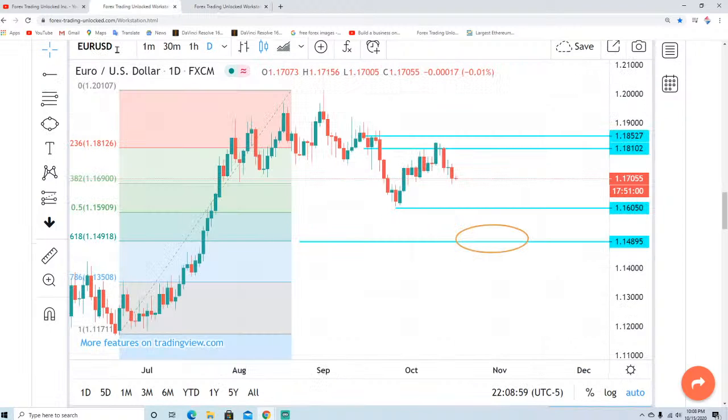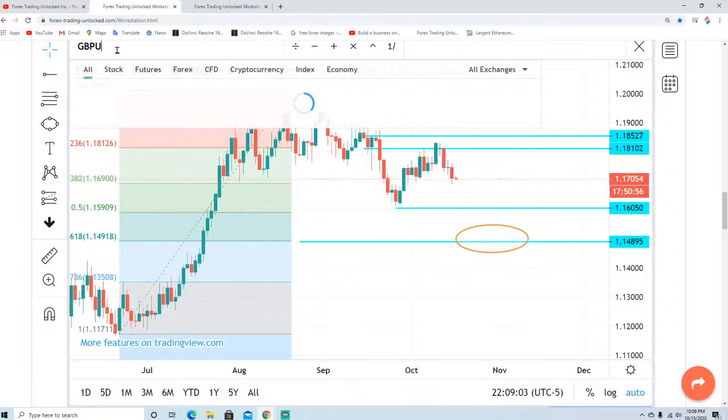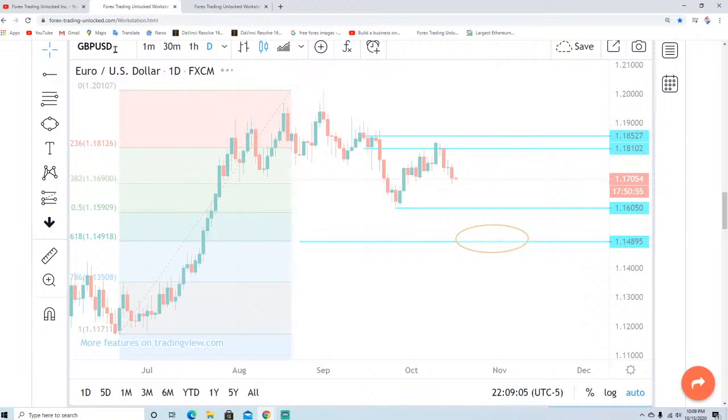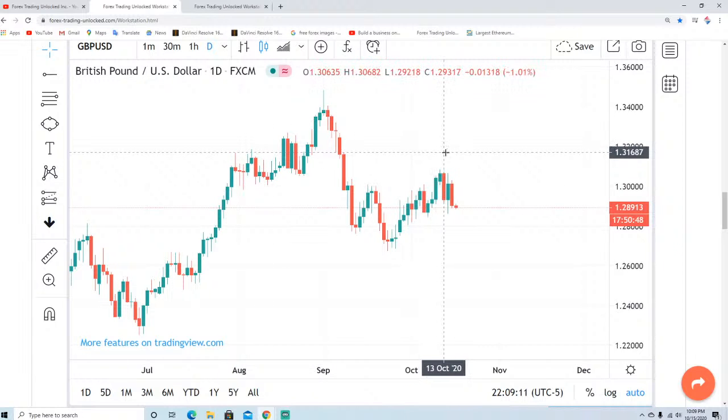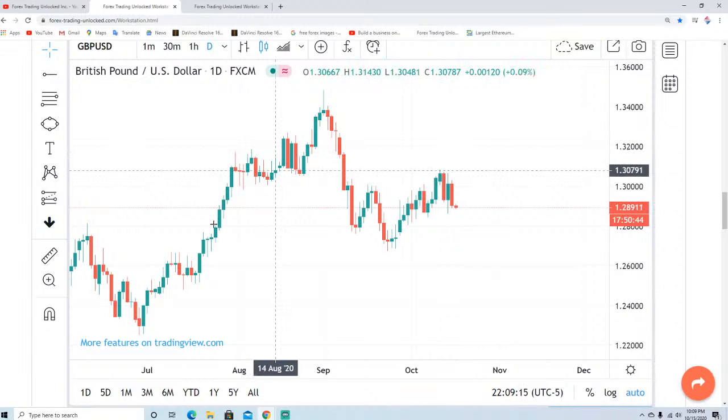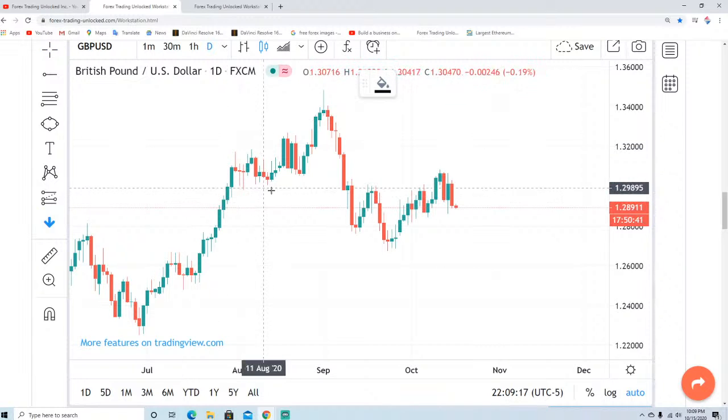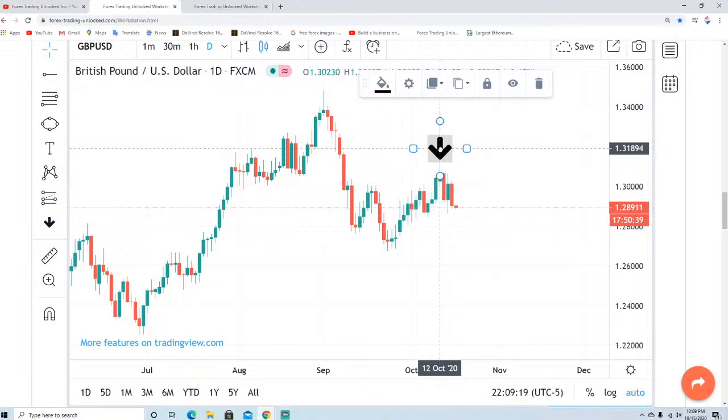So now back to the currency. We looked at the Euro US dollar. Now let's go to the British pound US dollar. This one had given us a nice little sell signal a couple days ago with this bearish engulfing line right here. What happened to my arrow? I guess I didn't hit that properly. There we go.